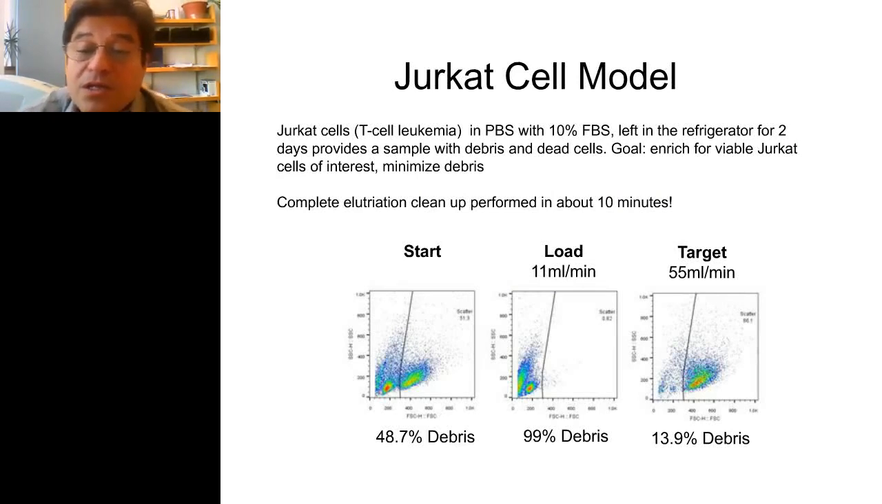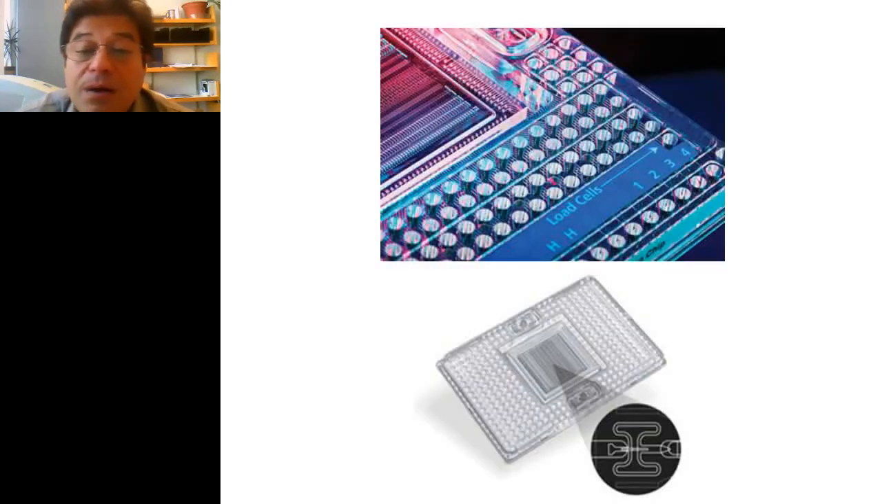The way we're doing this is to just hone in on these cases. We've got a model system that uses Jurkat cells. We can do one of two things with the Jurkat cells. If we leave them in the refrigerator for a couple of days, we get dead cells and debris that come with them. We just keep them in PBS with fetal bovine serum, and that's a nice model for us. We use that, and here's an example of removal of debris using the elutriator. Sorry about the New York City street sounds.